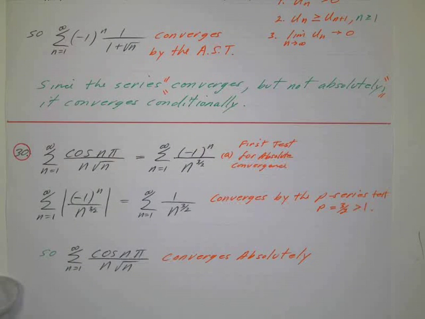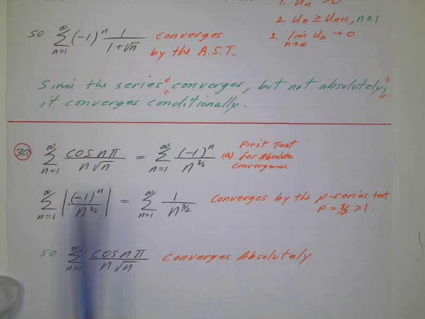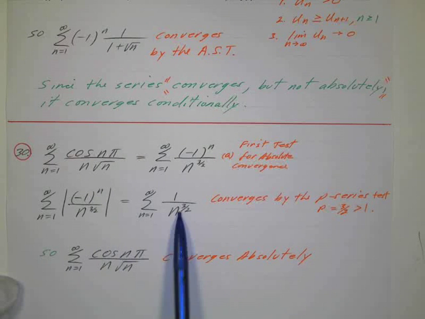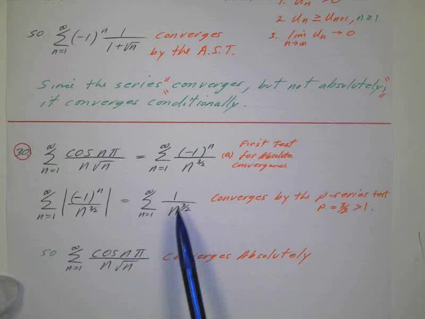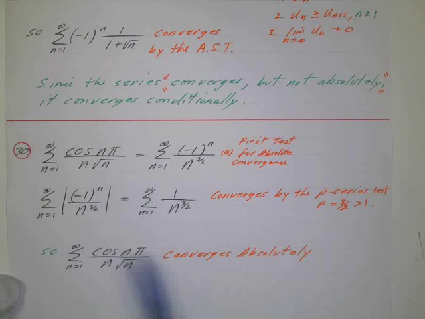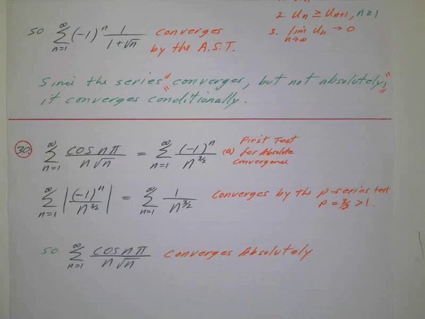So first we'll test for absolute convergence. We take the absolute value of that, which is just this. And this converges by the p-series test, because p is equal to 3/2, which is greater than 1. So therefore, it converges absolutely, and we're done. If it converges absolutely, it converges. So there's no question of conditional convergence, as long as it converges absolutely, and this does. Okay, I hope that helps, and good luck.